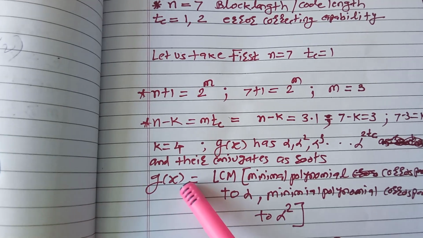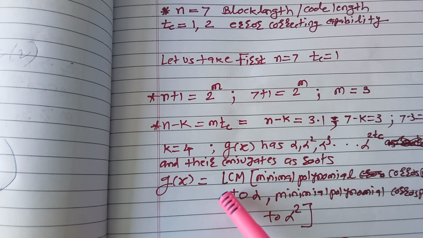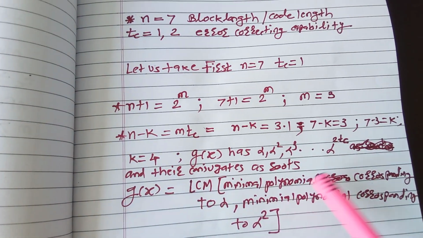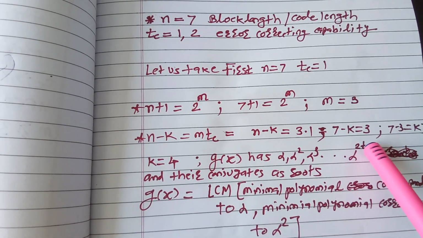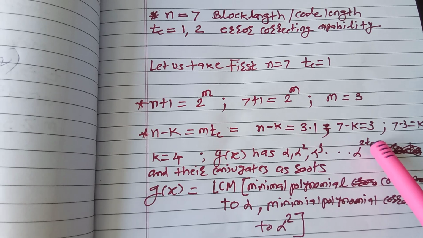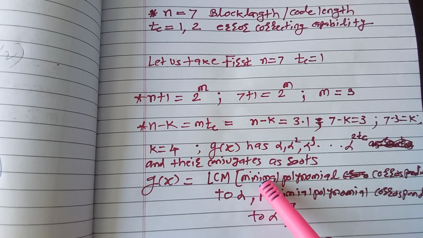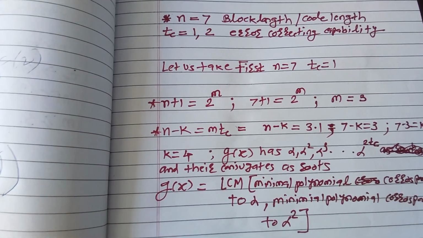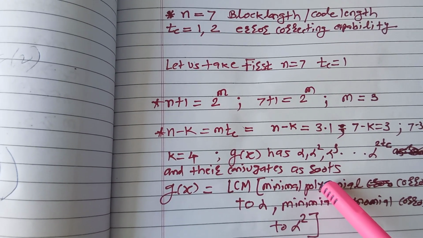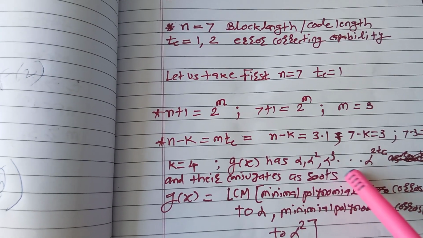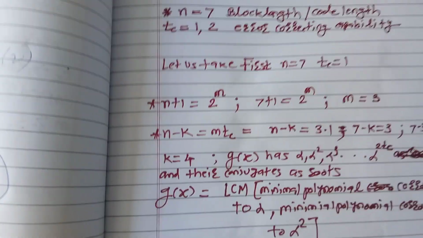So what is G(x)? G(x) is the LCM. You will come to know why LCM is taken. So LCM of the corresponding minimal polynomials. Now in our case, what is alpha 2 TC? In our case, alpha 2 TC is alpha 2 into TC, with TC equal to 1. So alpha square is alpha 2 TC. That means we have to take the minimal polynomial, because you know that we have already found the minimal polynomials regarding this in the basics of Galois field.